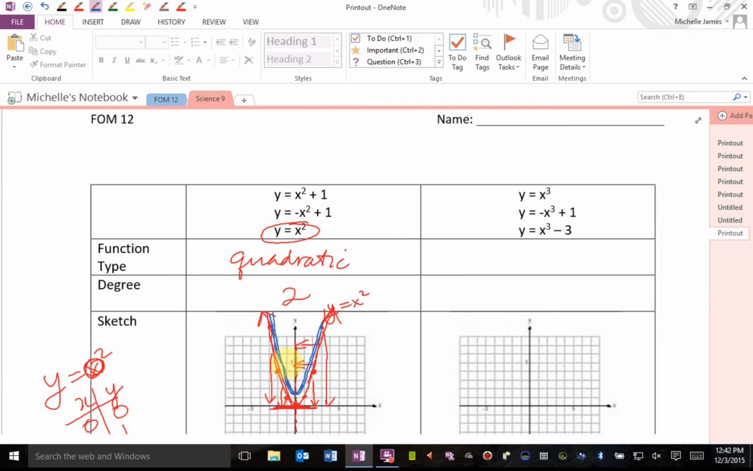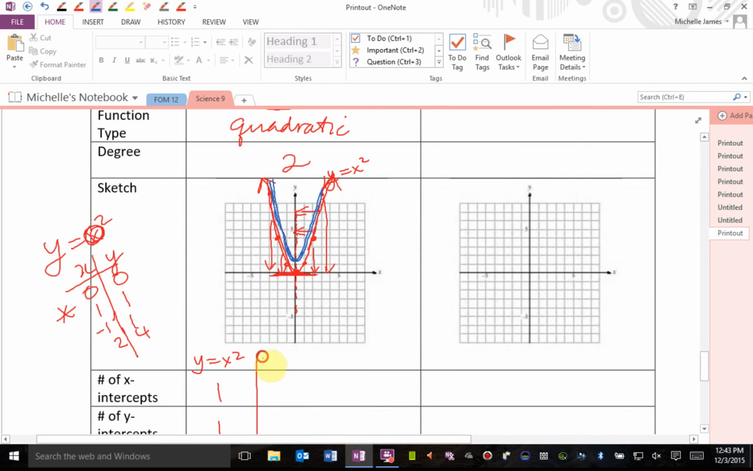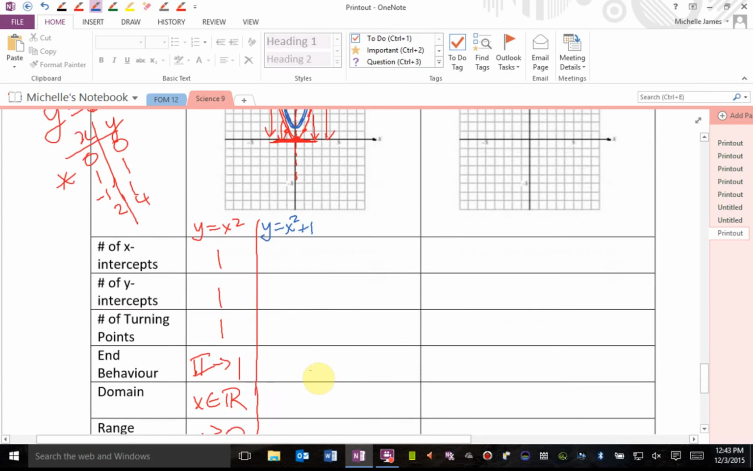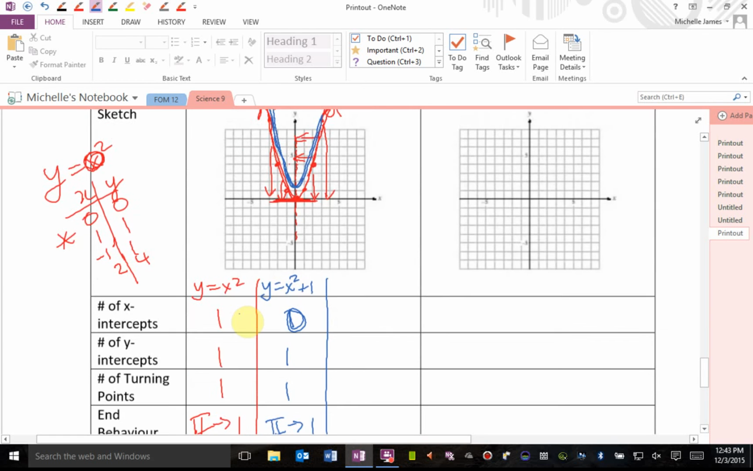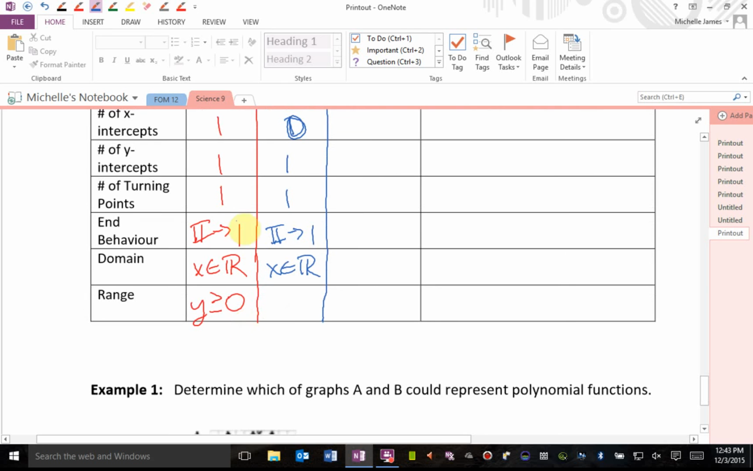So for the behavior of y equals x squared plus 1, what's the only thing different? There's one tiny change. Well, no, there's two. There are no x-intercepts. That's right. It still has one y-intercept, one turning point, 2 to 1. Its domain is everything. However, its range is now equal to or greater than 1, because it's just moved up one spot.